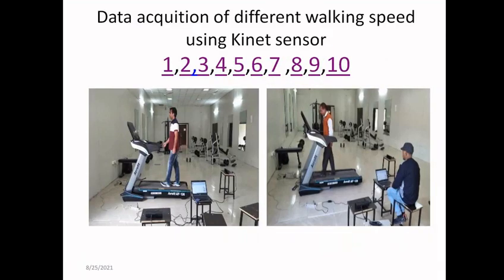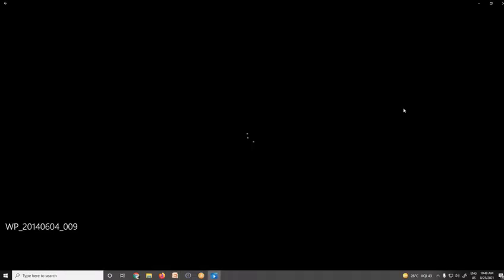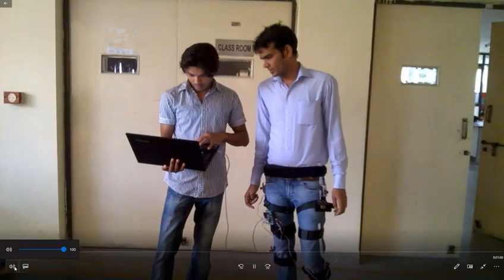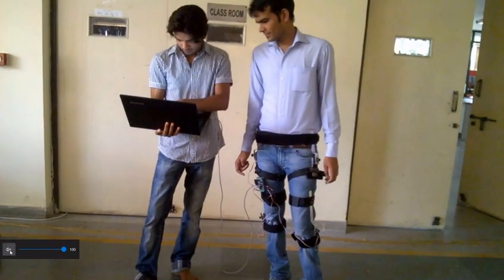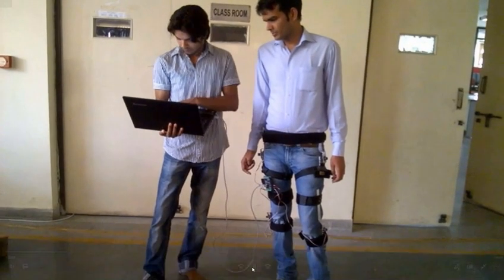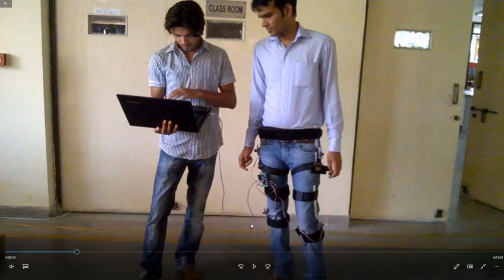So this was through the Kinect sensor, already explained. I'll show how, using earlier techniques, I've done this. If you see the device which I have prepared, it has 6 potentiometers: 2 at the hip joints, 2 at the knee joints, 2 at the ankle joints, because left hip, right hip, left knee, right knee, left ankle, right ankle. So there are potentiometers which the person is wearing.